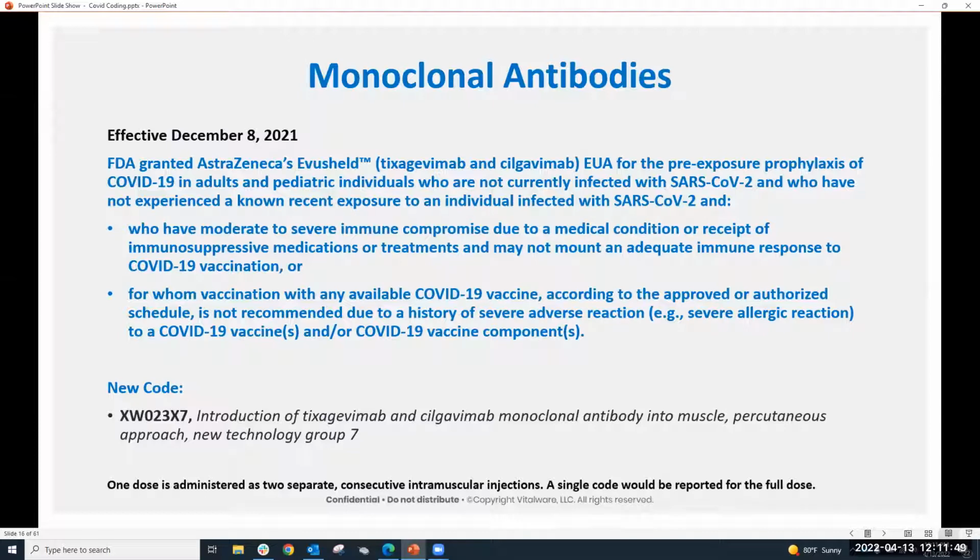We have a new PCS code for this, XW023X7. And it's 2 medications, and they are administered as 2 separate consecutive intramuscular injections, but only a single code is reported for the full dose.